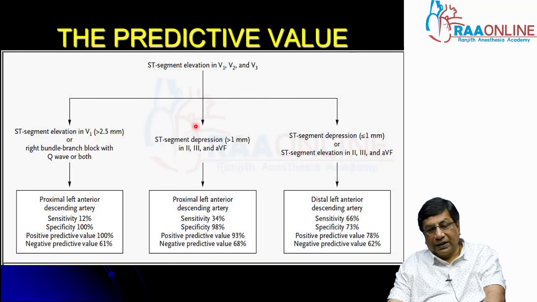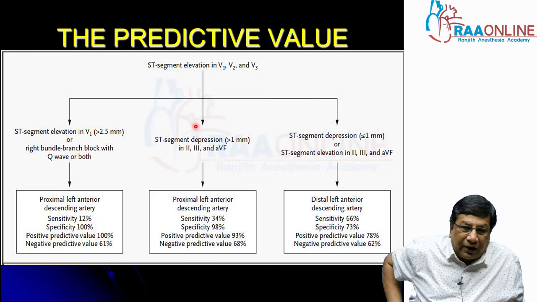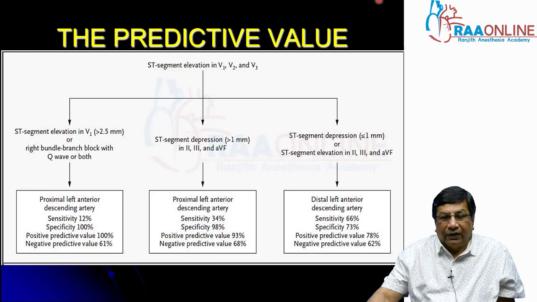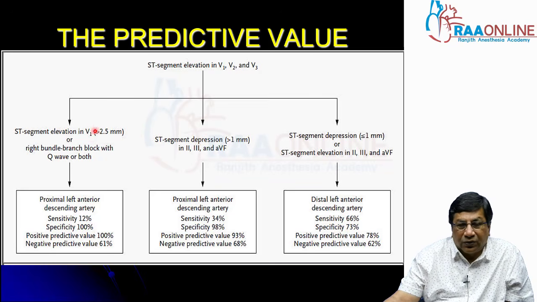Now, having said that these are the ECG changes which will predict a particular site of coronary artery occlusion, what is the scientific evidence and what is the sensitivity and specificity of these changes to predict occlusion at that particular site? So when you have ST segment elevation in V2, V3, V4, if you have ST segment elevation in V1 more than 2.5 millimeters or acute onset of right bundle branch block, these two ECG signs can predict a proximal left anterior descending artery with very high specificity, almost 100%, but very low sensitivity, and your positive predictive value is almost 100%.